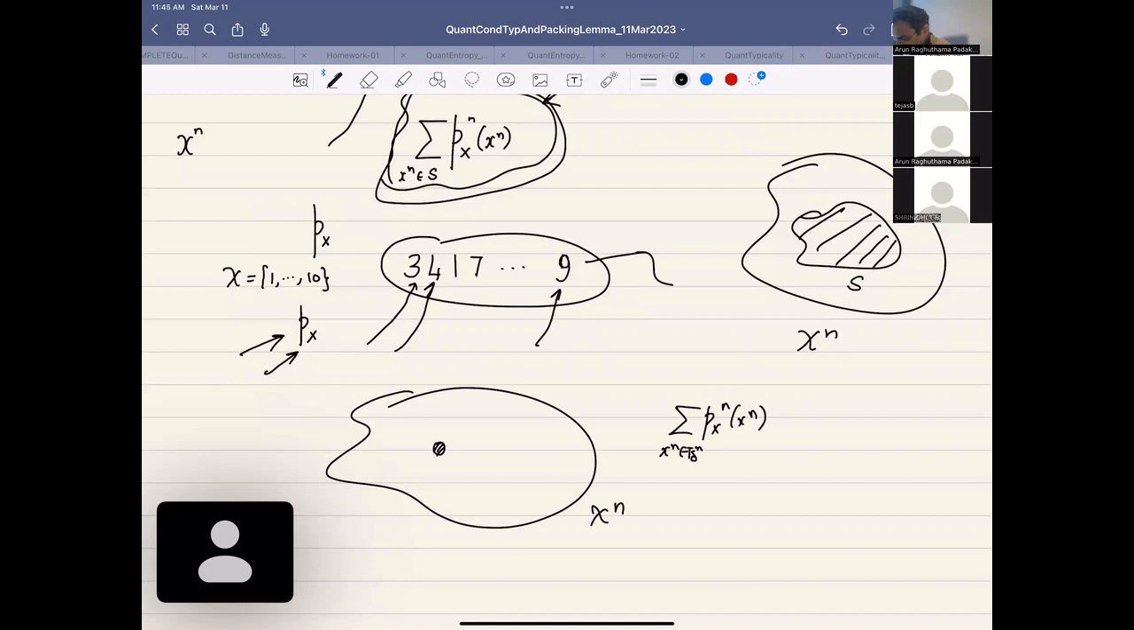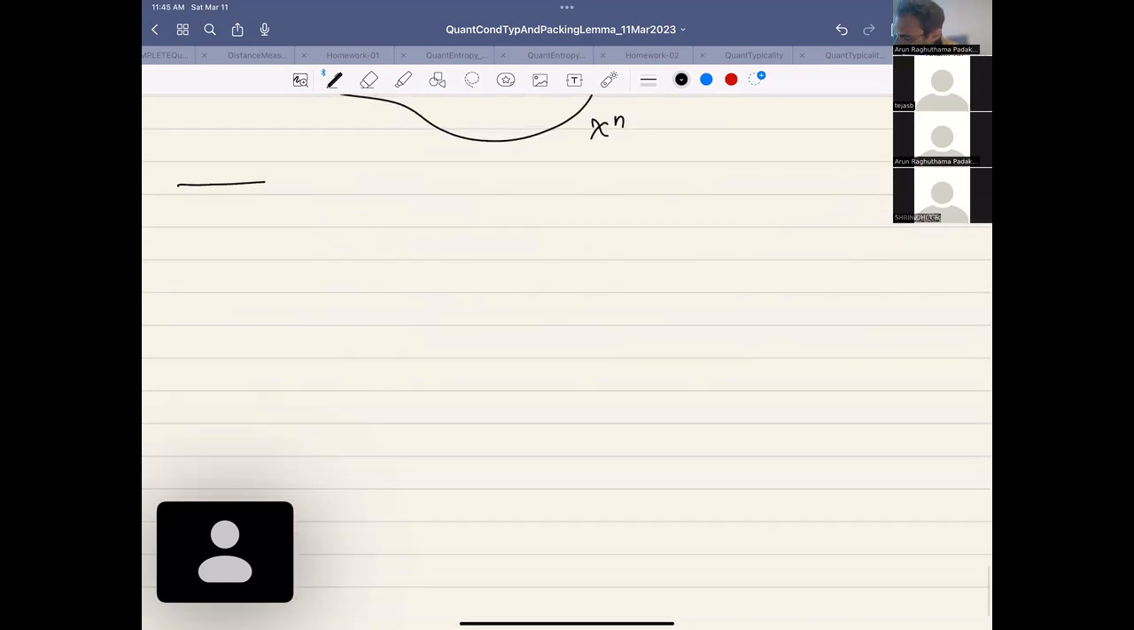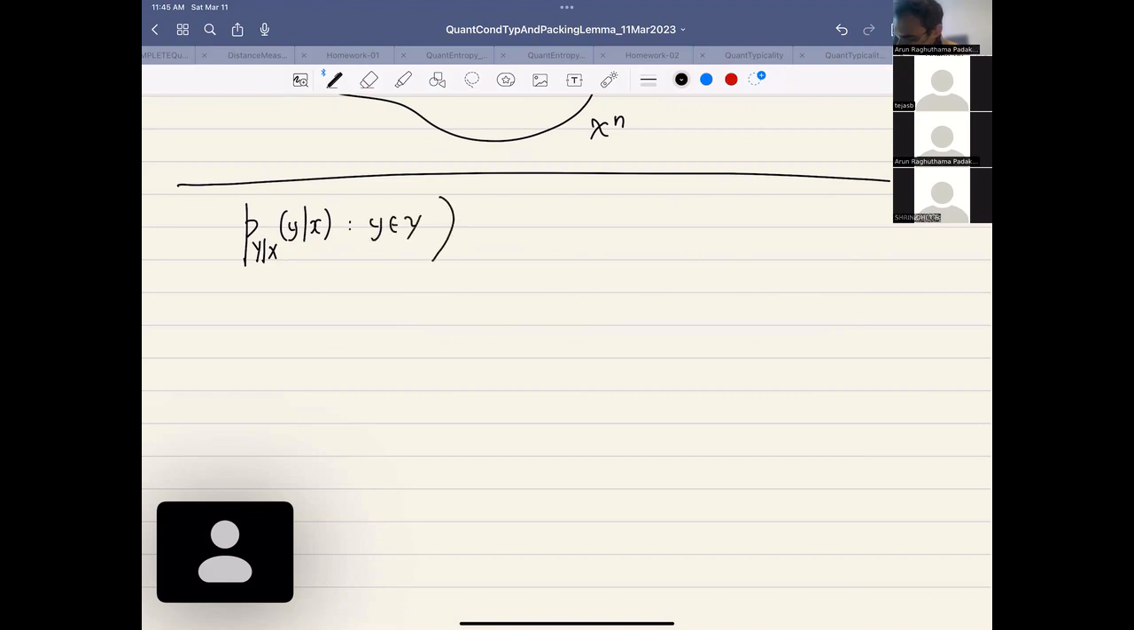Okay. Now I'm changing the setting slightly. I first fix an x1. I now have a collection of distributions. Y belonging to Y. Now this is a distribution. You agree? There's a distribution on Y. Now I take a collection of such distributions.